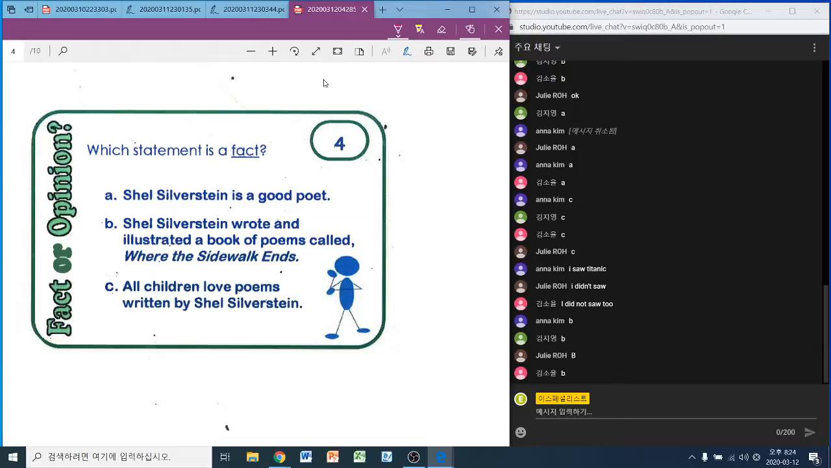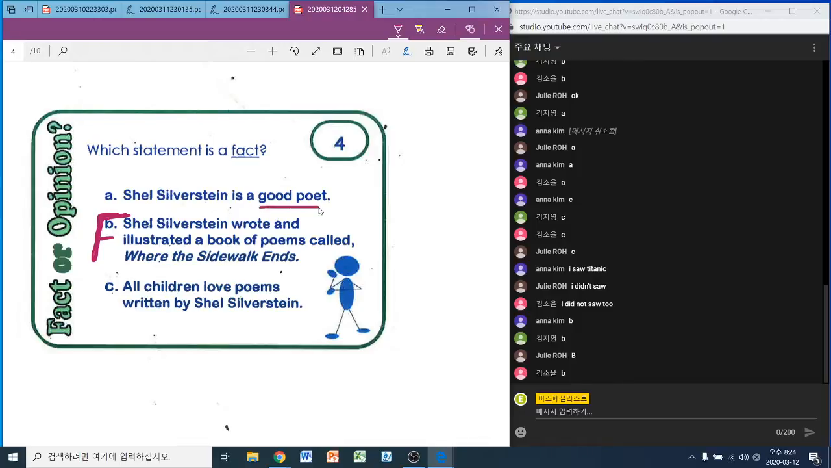Alright, we have B. Correct. This is a fact. We can check this. You can read his biography, or you can go to the library and you can check. And yes, this is true. Shel Silverstein wrote and illustrated a book of poems called Where the Sidewalk Ends.